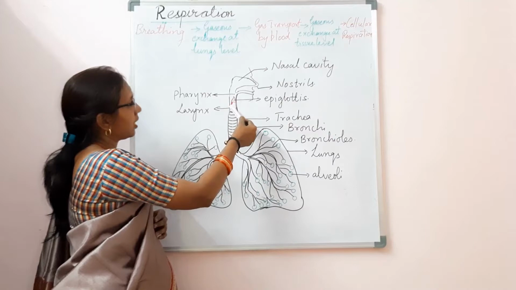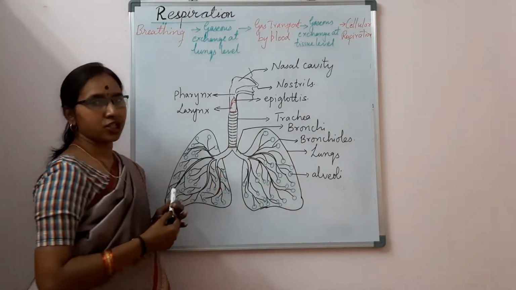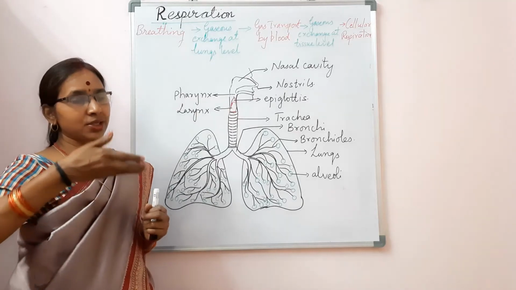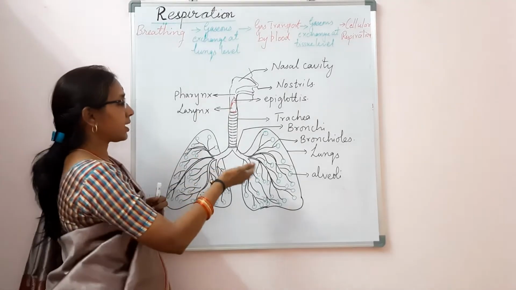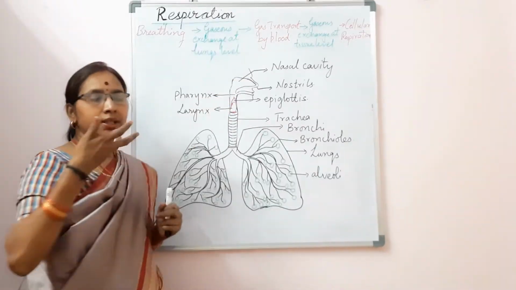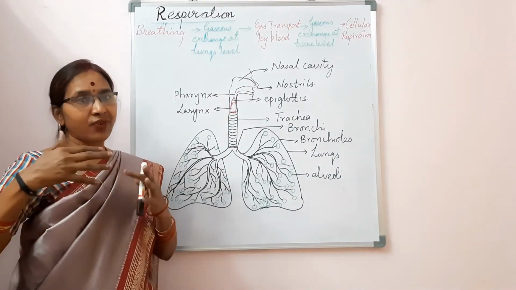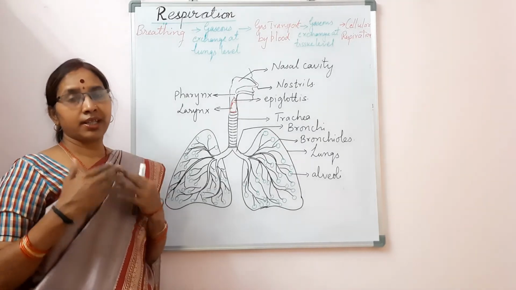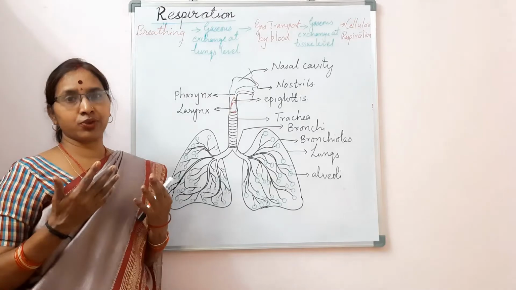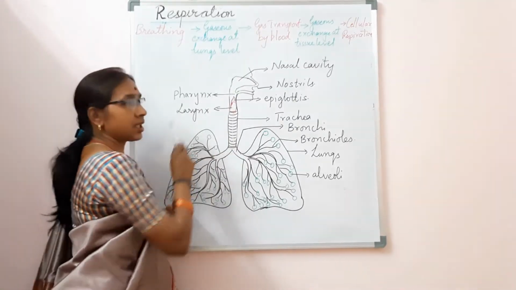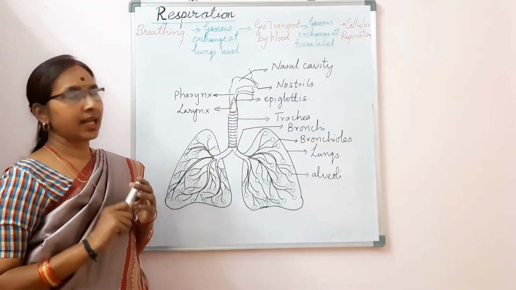When we come down, we have the larynx. It is the voice box, and we have the vocal cords here. When air passes from the lungs through the trachea over the vocal cords, there is vibration produced, and due to these vibrations we produce sound. That is how we are able to speak, we are able to sing, and we are able to do all this just because of this voice box that is known as the larynx.